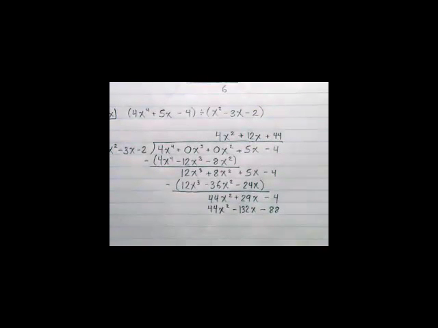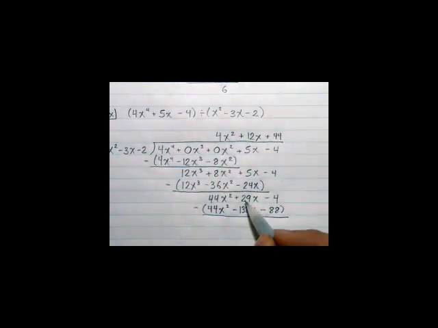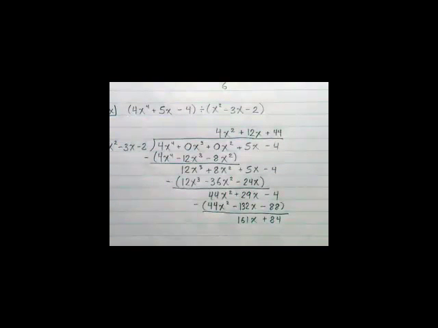Okay, so that was just me multiplying by 44, to get all of that. And then we're going to subtract one last time. So 29 minus negative 132. I'll help you out. Oh, you already knew it. 161. And then negative 4 minus negative 88. It's plus 84. Don't worry about it. Okay, so 161x plus 84.